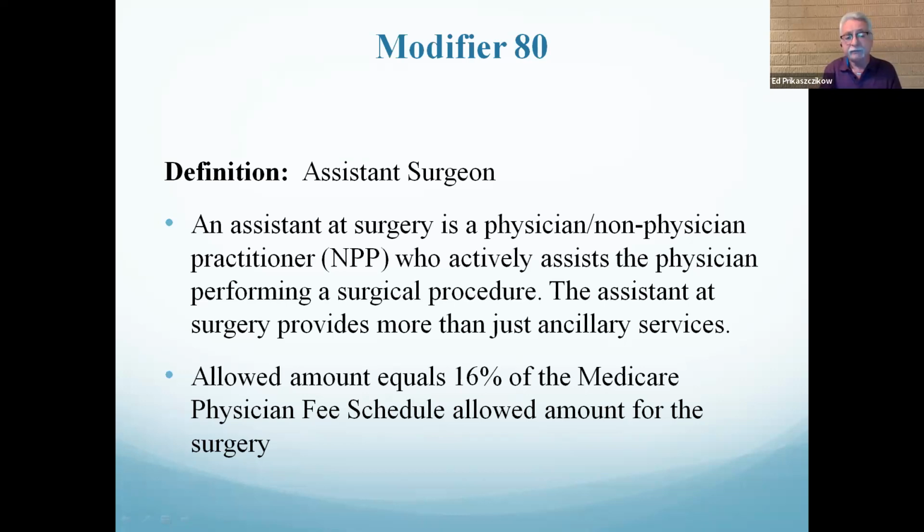So if you need another set of hands for that surgery and the other surgeon bills the 80 modifier, then they can get paid 16% of the fee schedule, what Medicare allows, and most privates are going to be somewhere between 16 and 20% for the assistant surgeon. But the main surgeon in his op report has to specify why he needed an assistant surgeon.